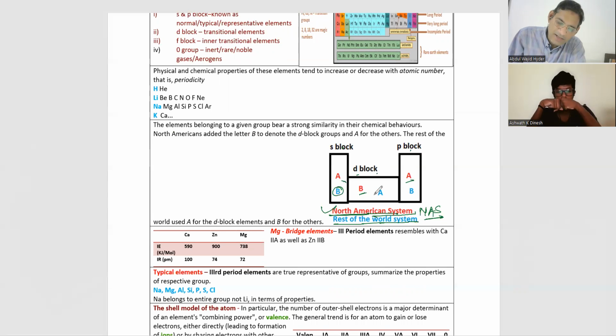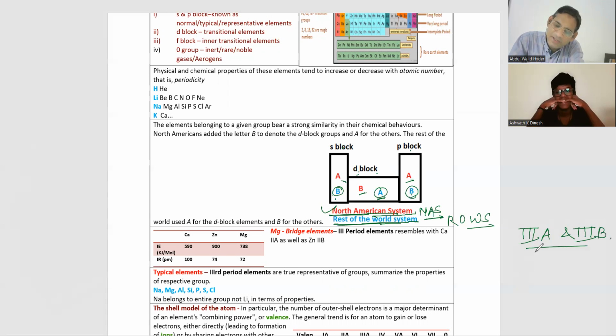So this blue color, S and P block elements are B group elements and D block elements are A group elements. This blue colored system is the rest of the world system. So two types of systems are there. One is the rest of the world system and another is the North American system. So we should know both. You can write third A as well as third B. That depends on what they are going to ask you. Third A and third B.